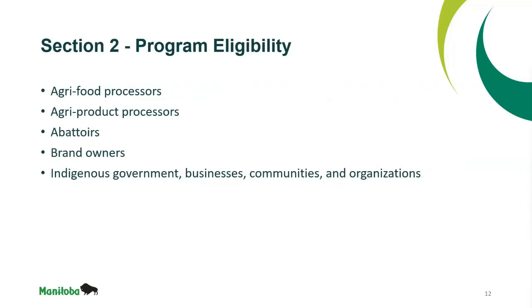Program eligibility, you may have noticed this on the website I showed you. It's agri-food processors, agri-product processors, abattoirs, brand owners, and Indigenous government businesses, communities, and organizations. Just to clarify, in terms of what we define as a brand owner, this may be an individual who is, let's say, a marketer, and their passion is to create and market products that they may not be making themselves. Of course, we want to have them promoting Manitoba products, so they may be having their products made out of a Manitoba co-packer or some other relationship with a Manitoba processor, and they take on the responsibility of the marketing of the products.